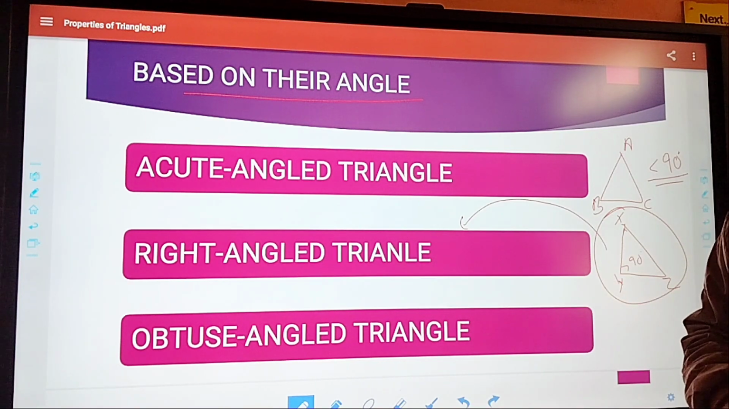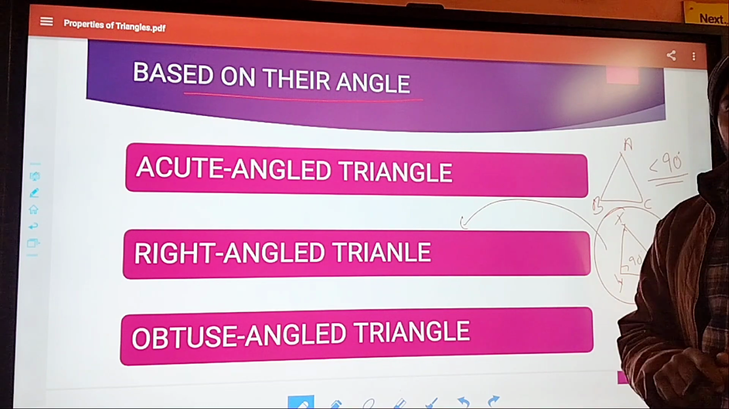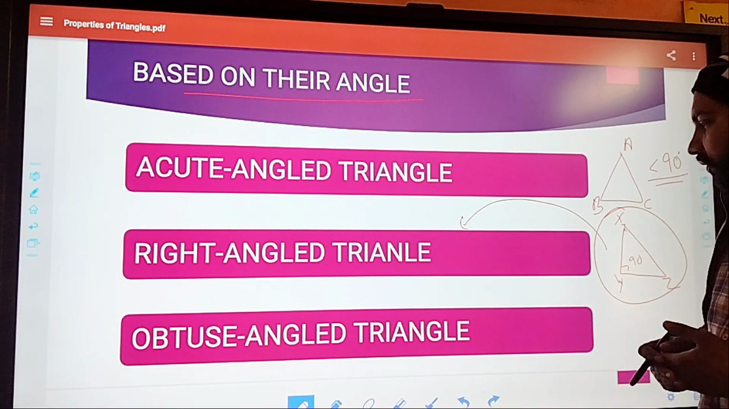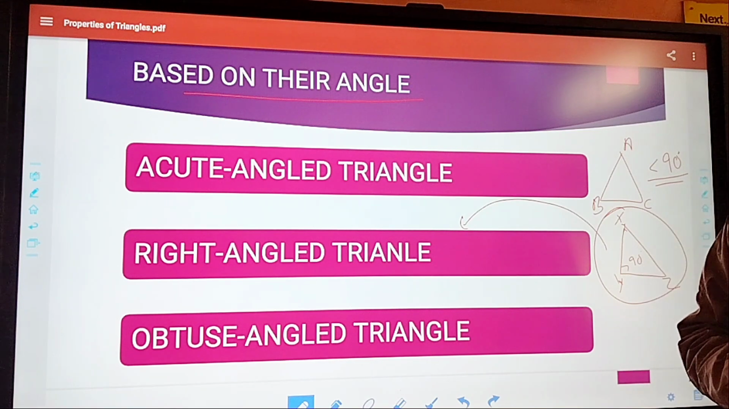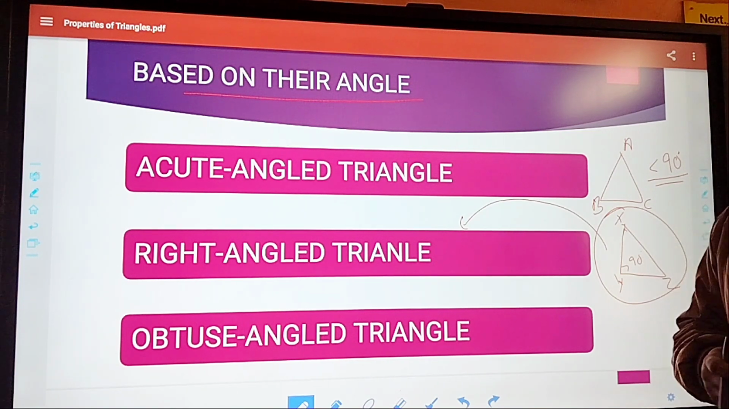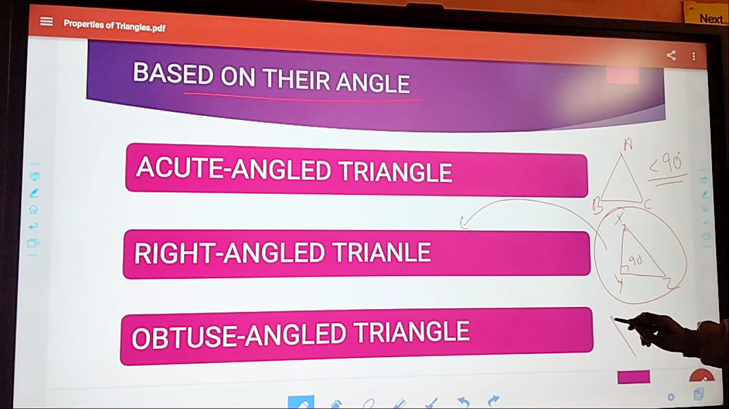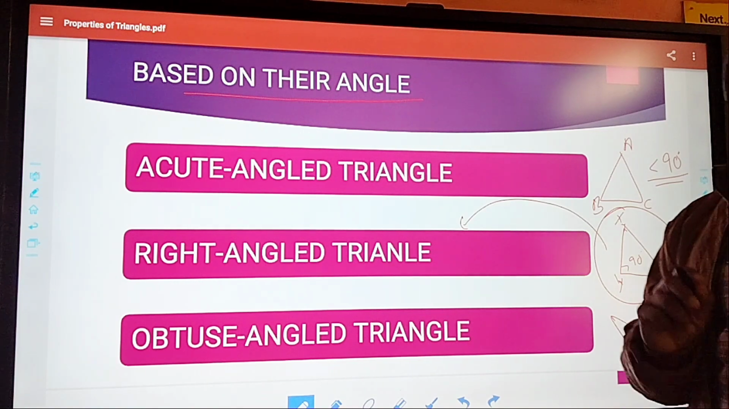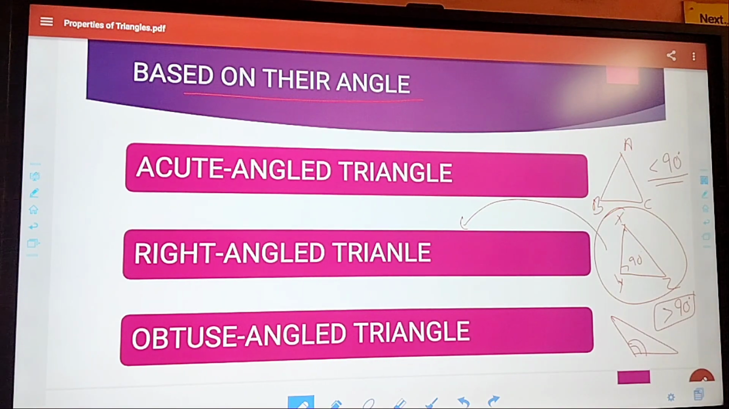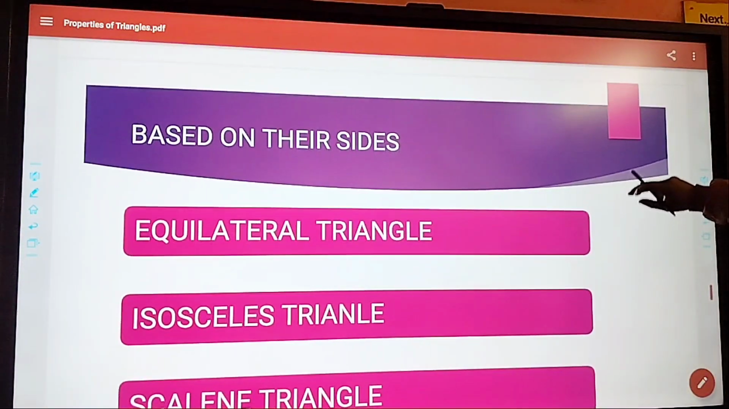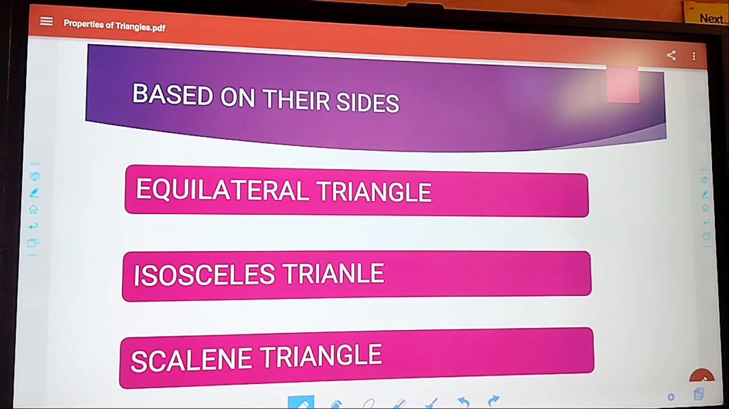For the obtuse angle triangle, when one of the angles of any triangle exceeds the value of 90 degrees, you will count that triangle as an obtuse angle triangle. We can see a particular example figure here. This triangle can be counted as an obtuse angle triangle because this angle is greater than 90 degrees. If one of the angles is greater than 90 degrees, it will always be counted as an obtuse angle triangle. Now, moving towards our next classification, on the basis of the sides.